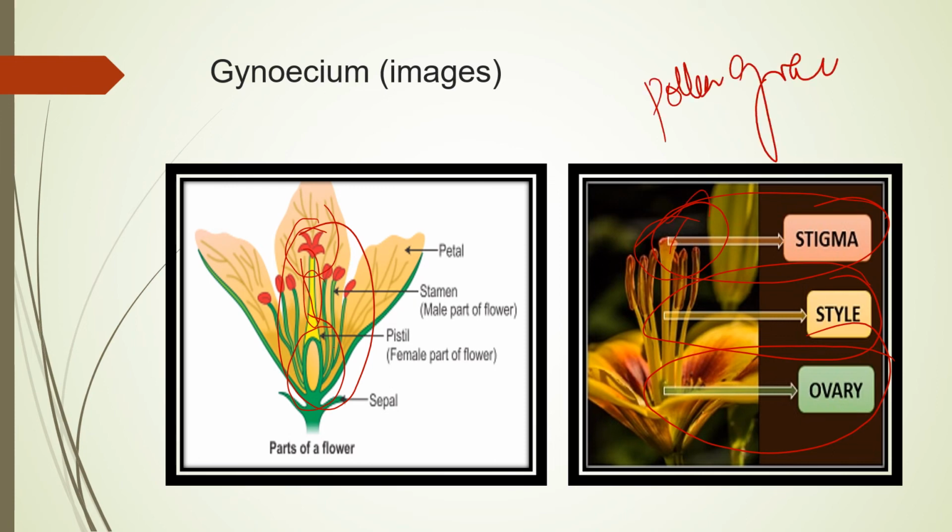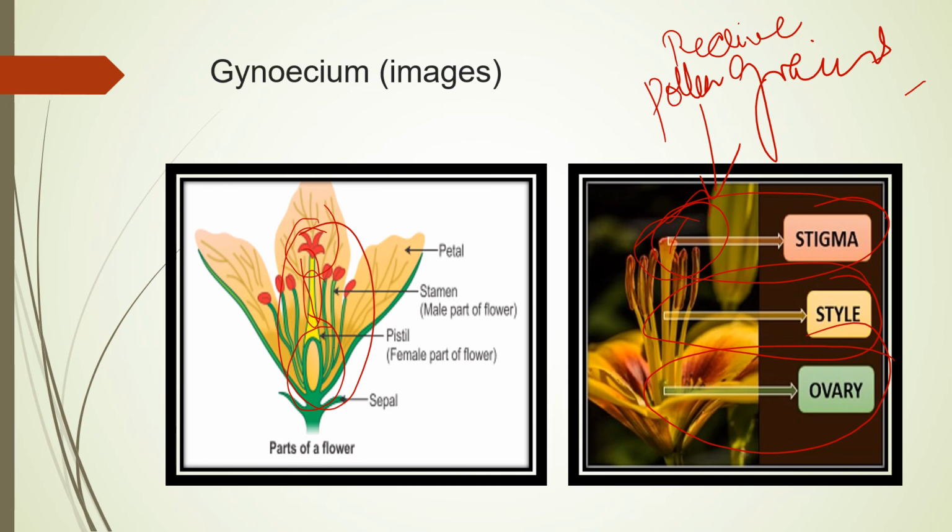We have seen in the previous part that in the anther there are pollen sacs. The pollen sacs produce pollen grains. The pollen grains come and fall on this female part, that is the stigma. So the stigma receives the pollen grains, and the style connects the stigma with the ovary.